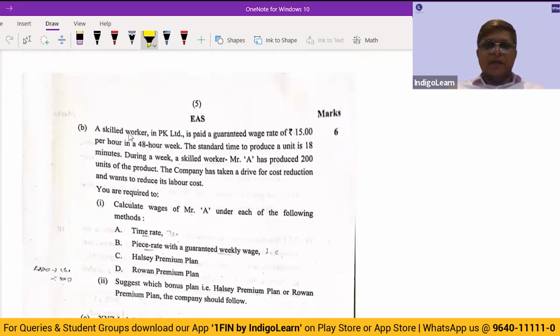A 6-mark question. A skilled worker in PK Limited is paid a guaranteed wage rate of 15 per hour in a 48-hour week. The standard time to produce is 18 minutes. So they have given the wage rate, they have given the standard time. So this looks like a question either on labor costing or on standard costing.